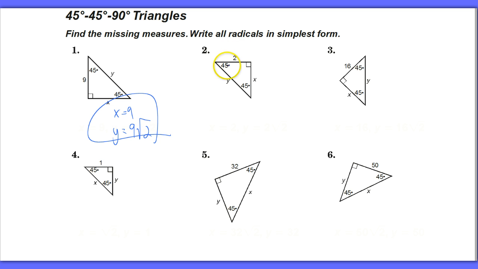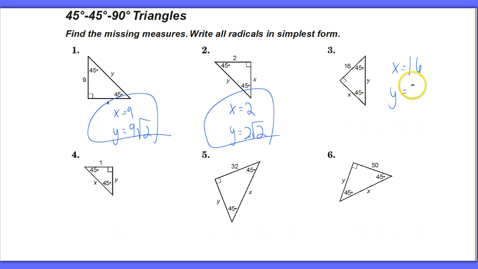Next one, another 45-45-90. We have a leg of 2, which means that the other leg is also equal to 2, and the hypotenuse is root 2 times bigger than that, so y is 2 root 2. In the third problem, we have a leg of 16, which means that the other leg, x, is equal to 16, and the hypotenuse then would be 16 root 2.